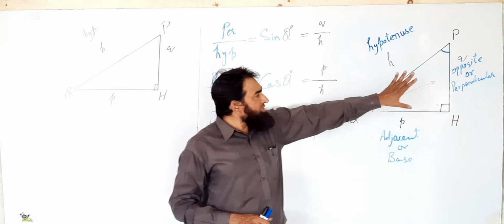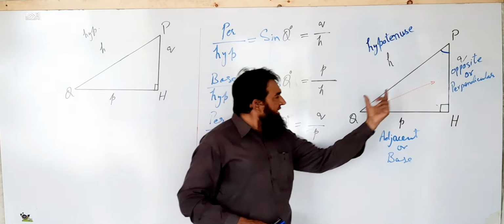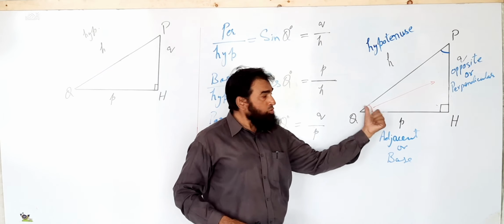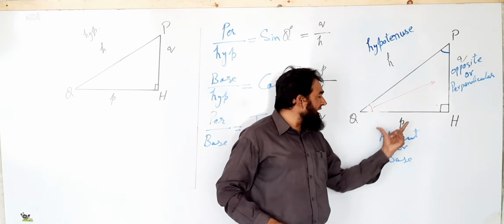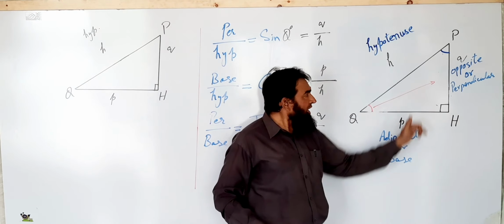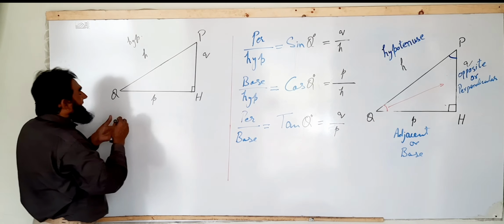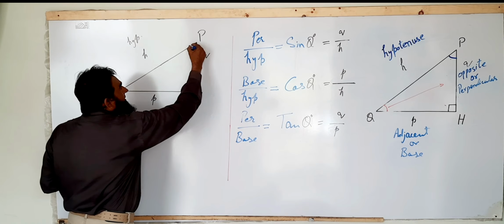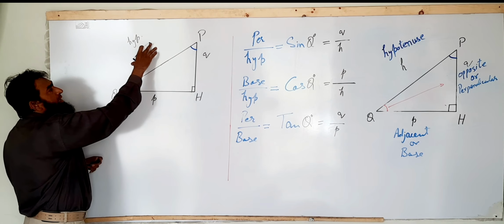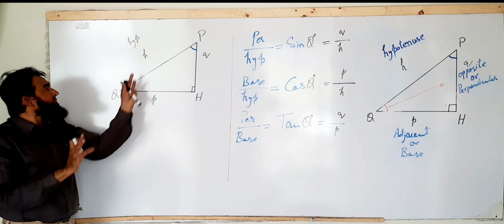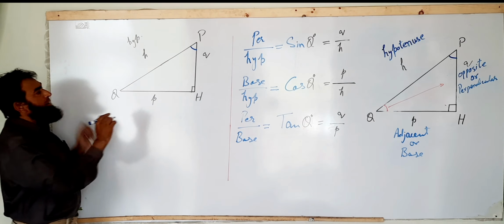Now with reference to the same triangle, if I am considering the angle P, previously I was considering the angle Q, so this side was opposite or perpendicular and this side was called adjacent or base. Now here I have drawn again the same triangle, you can see. Now this angle, I am going to consider this angle P. So against the 90-degree angle, there is hypotenuse, this side will not be changed. So keep in your mind, against the 90-degree angle, there is hypotenuse.